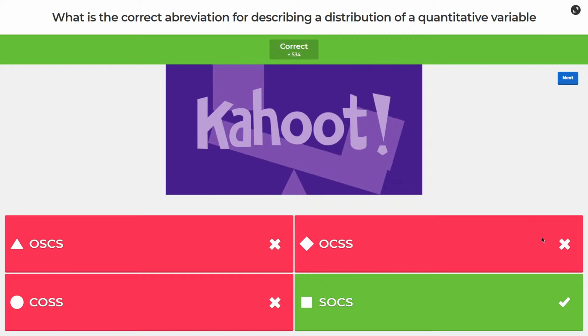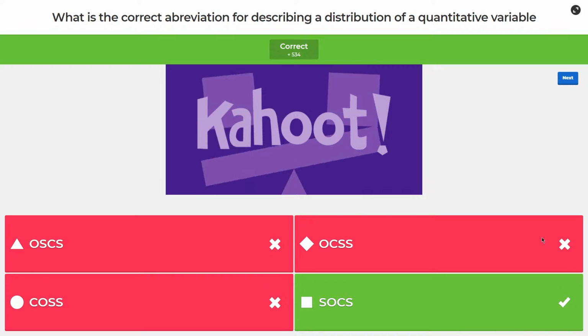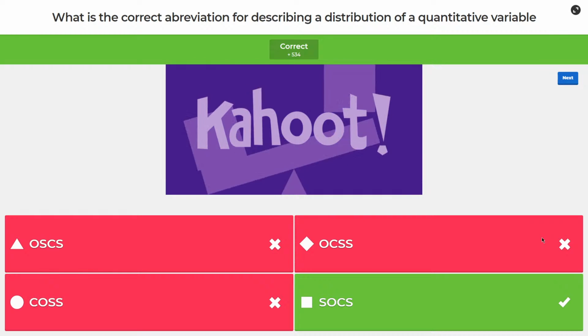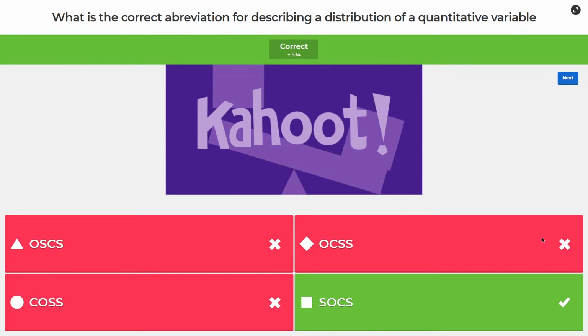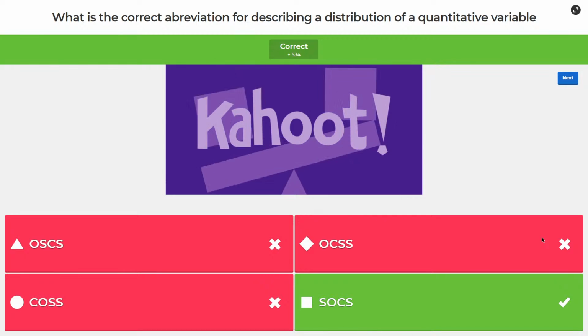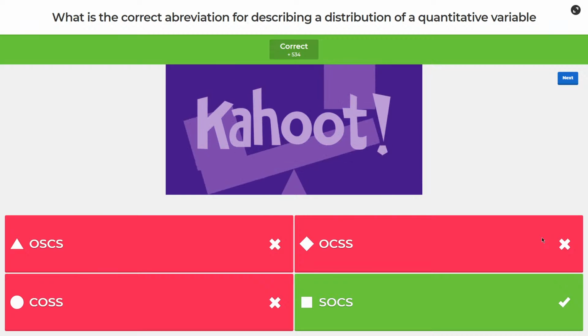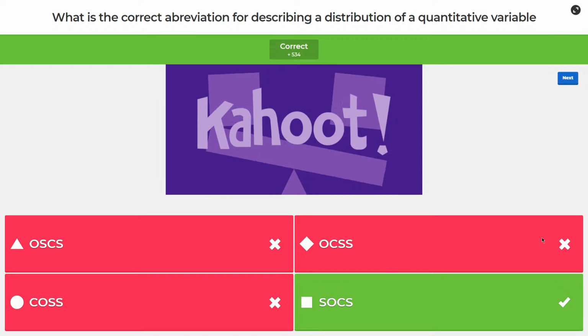Yeah, so the main abbreviation used for describing the distribution of a quantitative variable is SOCS, and it's organized in this way because it's easier to memorize as SOCS. I should probably use that because I was never told this in my class. Yeah, we got taught this in our class. And as Hari said, it stands for shape, outliers, center, and spread.